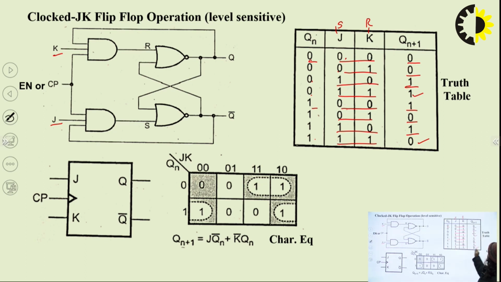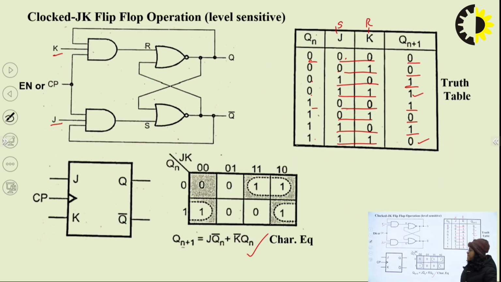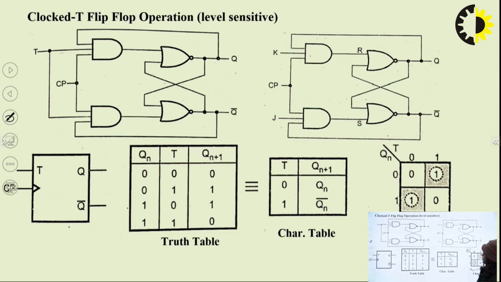If we solve this K map, then the characteristic equation is found to be J into Qn bar plus K bar into Qn. And this one is the symbol of this JK flip-flop. But there is a problem with this flip-flop. We will discuss this later on. Before that, I will cover one more flip-flop which is derived from JK, that is T flip-flop.